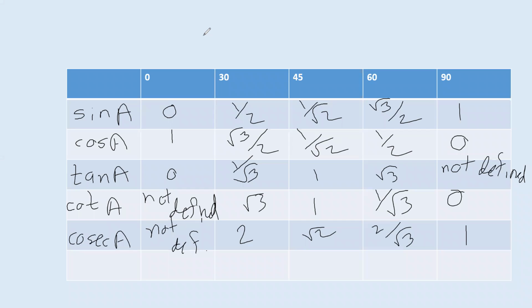Now I am going for the last one, and that is sec A. Again the same thing: whenever I say sec A, that means it is 1 by cos. So 1 upon 1 will become 1. Next is 1 upon root 3 by 2, so it will become 2 by root 3. Next is 1 upon 1 by root 2, so this will become root 2. Next is 1 upon half, that is 2. And this one is 1 upon 0, so not defined.